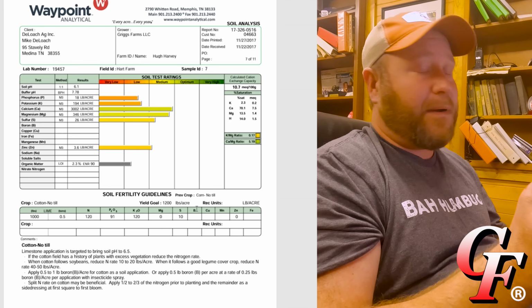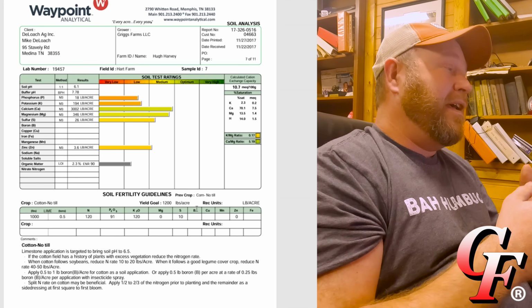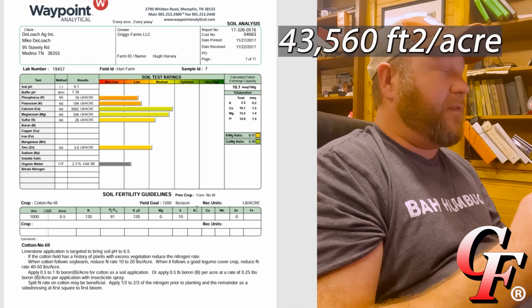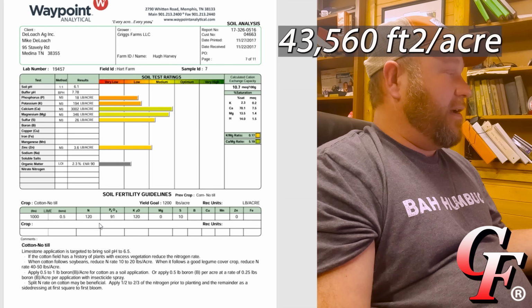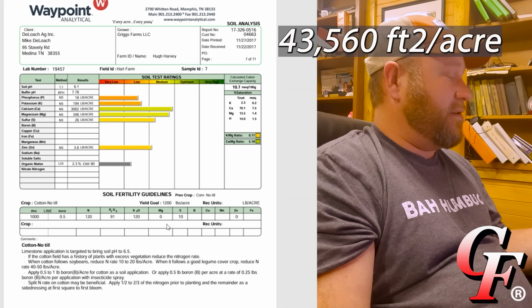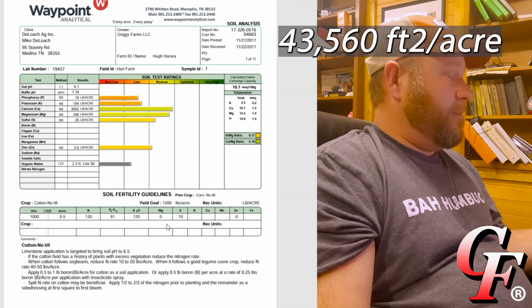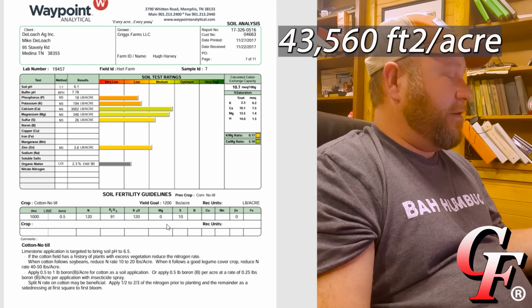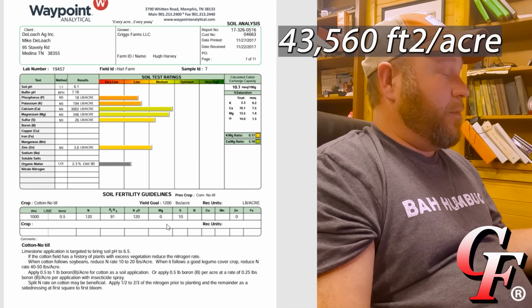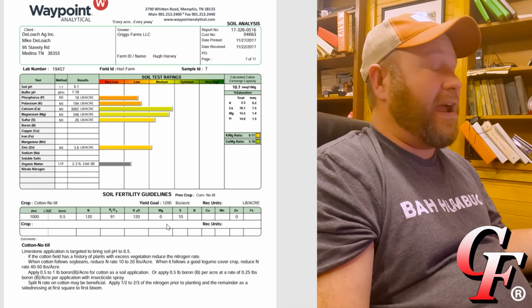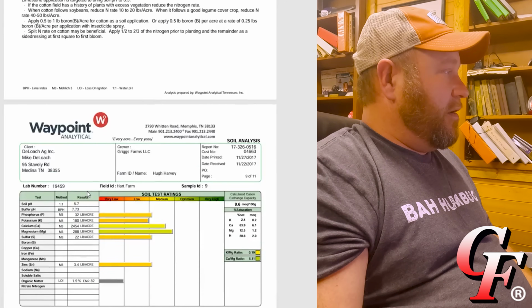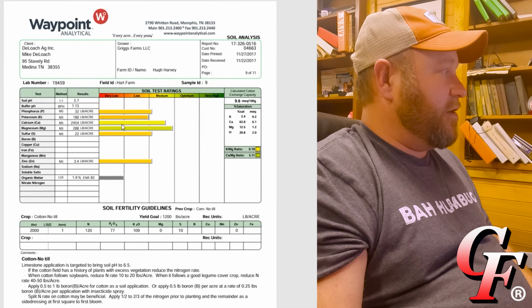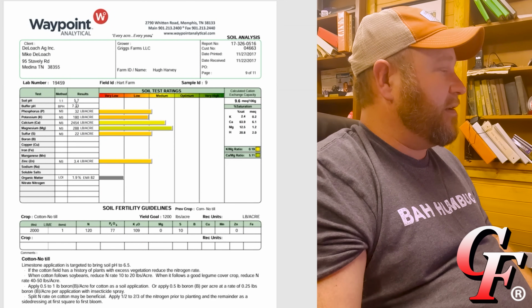But anyway, if it comes back in pounds per acre, to do a little bit of conversion, there's 43,560 square feet in an acre. So if you've got a 1,000 square foot garden, you take that 1,000 pounds an acre, divide it by 43,560, and then multiply that times 1,000, which tells me we need basically 23 pounds of lime spread across that 1,000 feet. And then looking down here on this soil test, it shows we got a pH of 5.7.